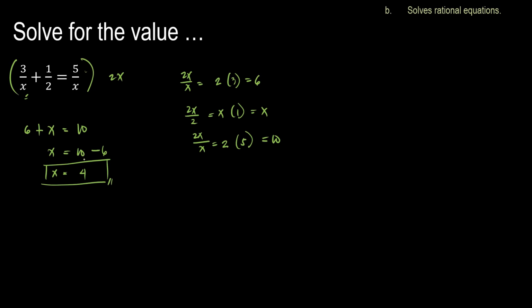Okay, so now we need to determine whether our root is correct or not. Let's do the checking. So let's go back to the original equation. We have 3 over x plus 1/2 is equal to 5 over x. So since our x is 4, let's substitute it. 3 over 4 plus 1/2 is equal to 5 all over 4. Let's get the LCD of the left-hand side. So the LCD is 4.